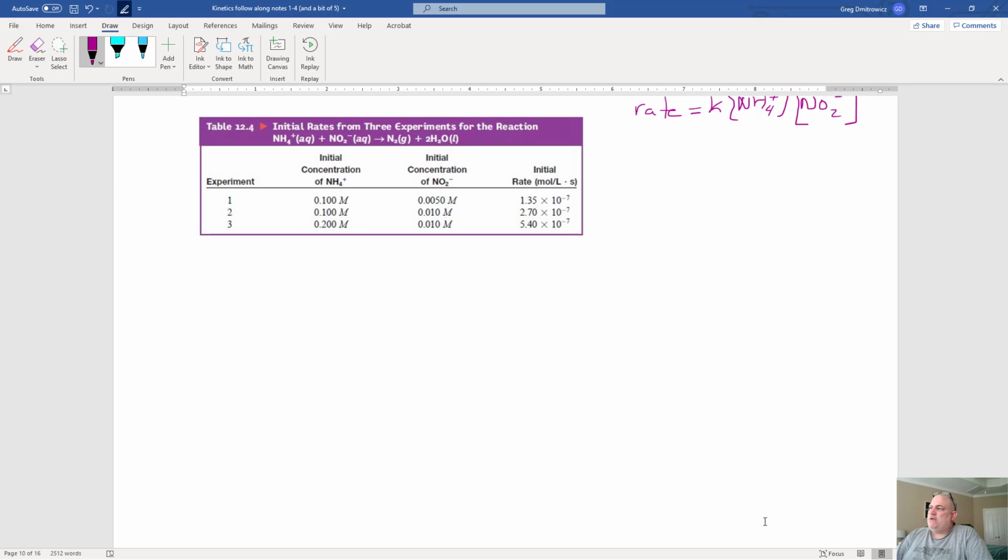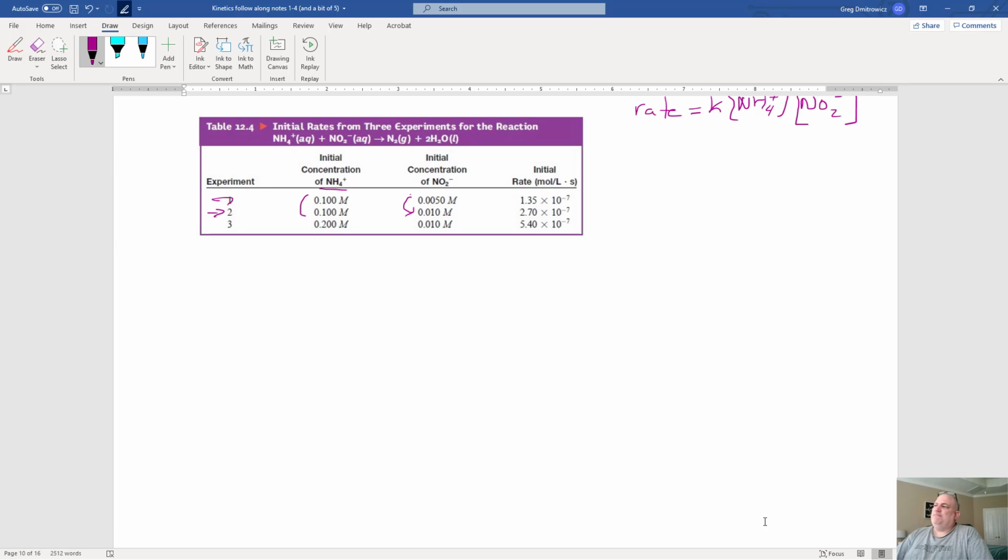So what we can do is see what the relationship is between one variable and another. Let's just say we look between experiments 2 and 1. If you take a look at experiments 2 and 1, would you see that NH4 is held constant? Or between 1 and 2. And if you compare 1 and 2, do you see how the concentration of NO2 doubles? So here, the NH4 is doing nothing between experiments.